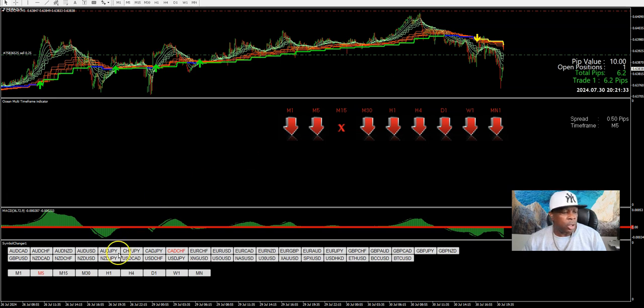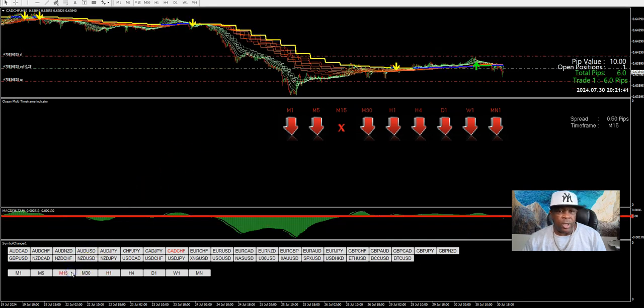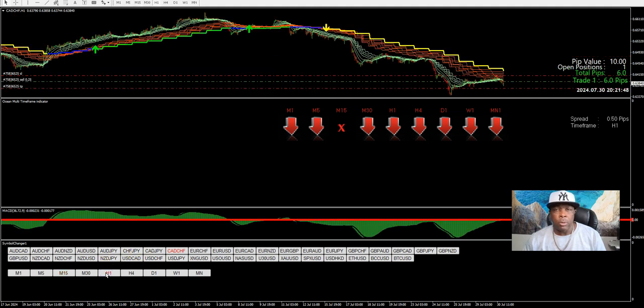The 115, which means 1 hour time frame, 15-minute arrow. And as you can see, this doesn't match. See, this is saying let's go up. 1 hour says let's go down.